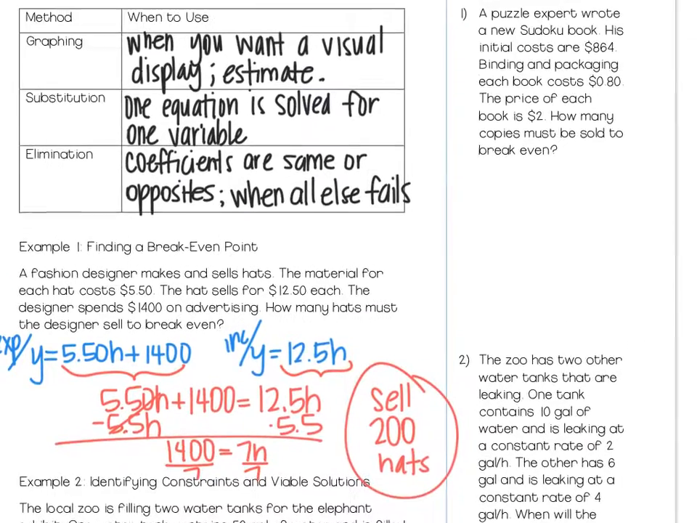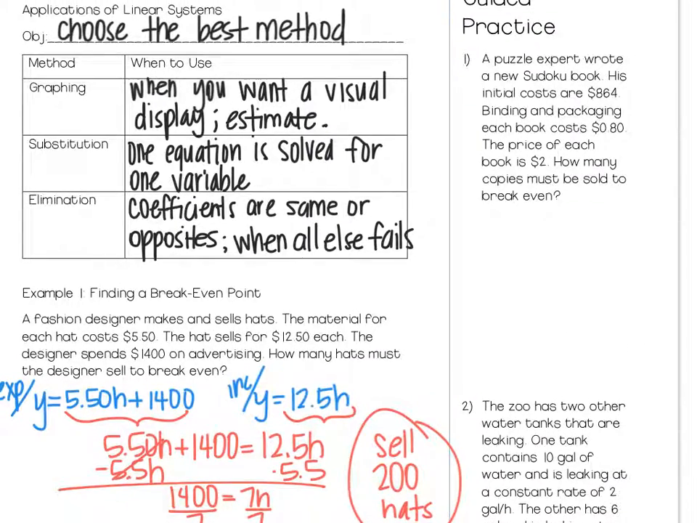All right, example 1. The puzzle expert wrote a new Sudoku book. His initial costs are $864. Binding and packaging each book costs 80 cents. The price of each book is $2. How many copies must be sold to break even? Do the work yourself, because if you don't show your work, you're going to get the question wrong. But if you will pause the video and do the work and then come back after you're ready, I will give you the answer.